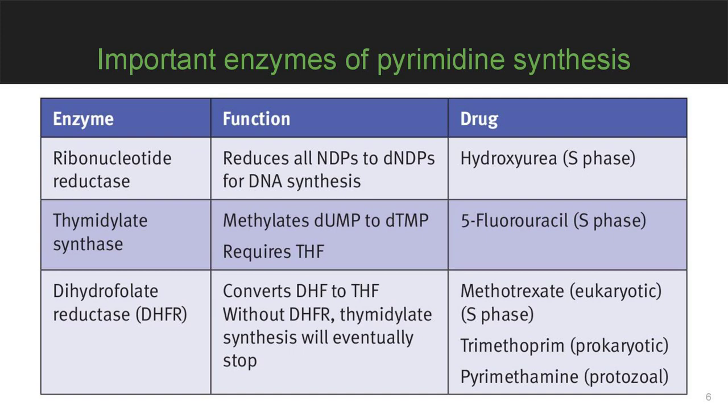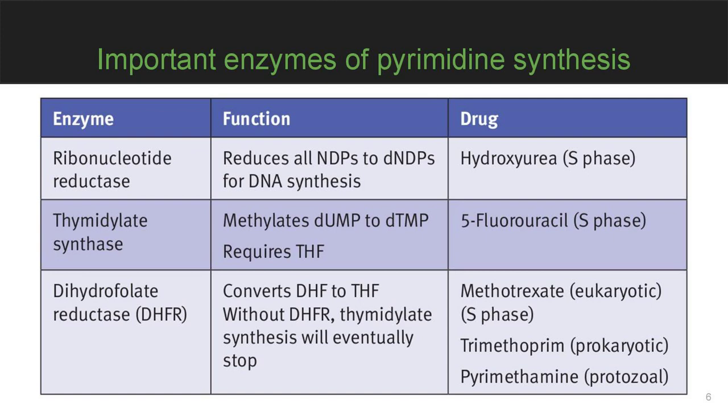Ribonucleotide reductase reduces all NDPs to dNDPs for DNA synthesis. It is inhibited by hydroxyurea. Thymidylate synthase methylates dUMP to dTMP and requires THF. 5-fluorouracil inhibits the activity of this enzyme. Dihydrofolate reductase converts DHF to THF. Without DHF reductase, thymidylate synthesis will eventually stop.